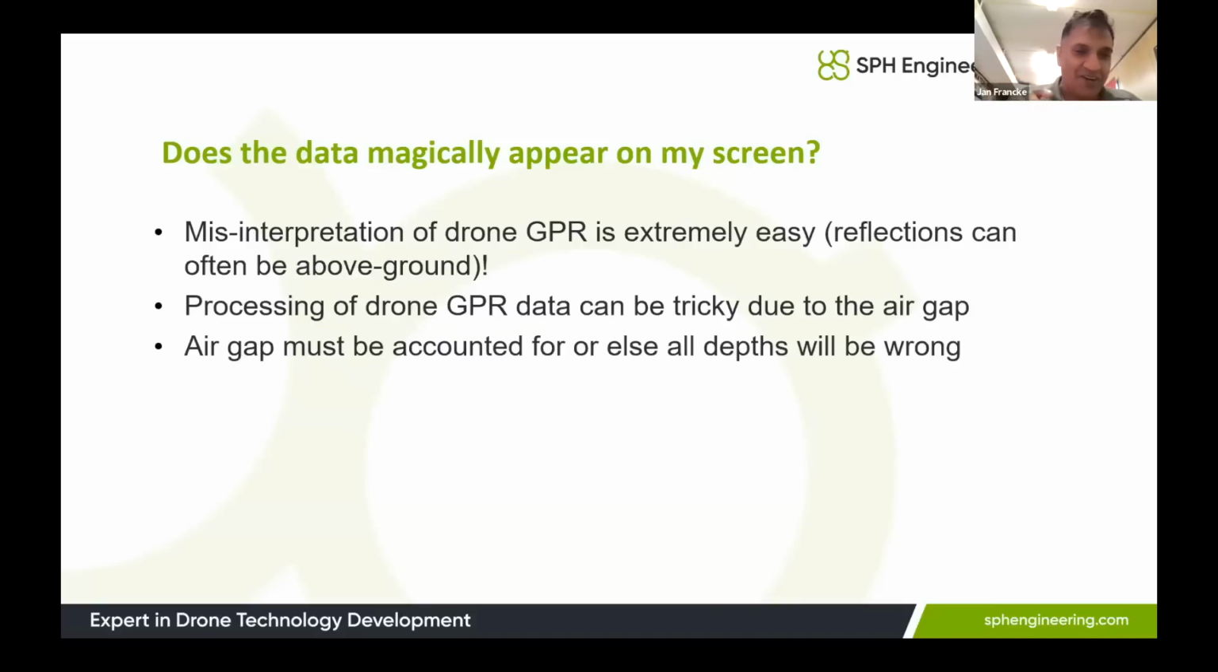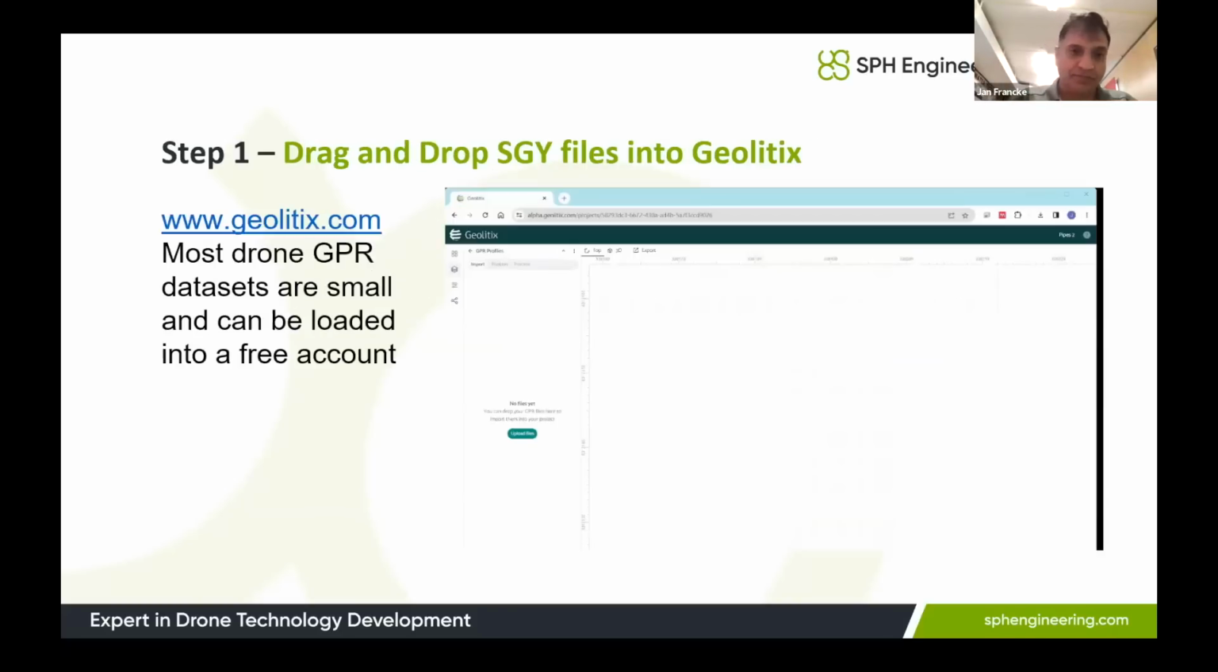And the processing of the GPR data isn't trivial. There are a few steps that, if you get them wrong or you forget them, all your depths are going to be way off, completely off. They're easy steps, and I'm going to show you what they are right now. But it's important that we understand the processing flow of getting that data from the drone in the SEG-Y format, putting it into some software, and being able to deliver something to your client that is accurate and actually digestible by them.